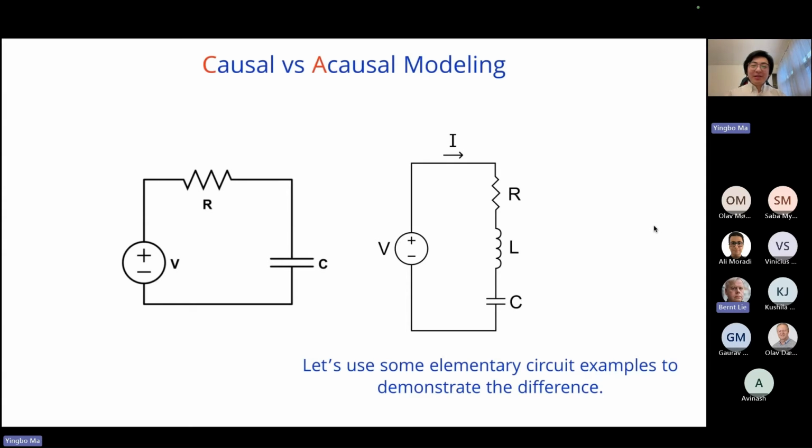Okay, cool. So because it sounds like people are quite familiar with a-causal modeling already, I'll be pretty quick in this section. So the difference between causal and a-causal modeling, I want to use the RC circuit and the RLC circuit to demonstrate their difference to the modeler, and then we will talk about how the compiler works a bit later.